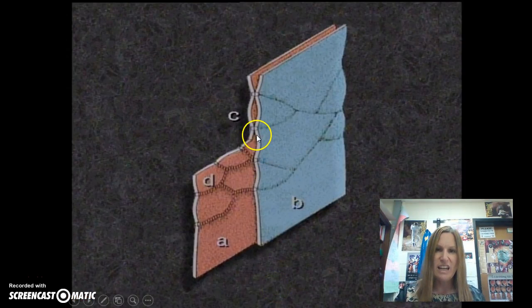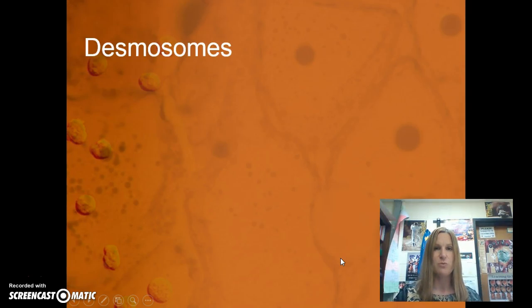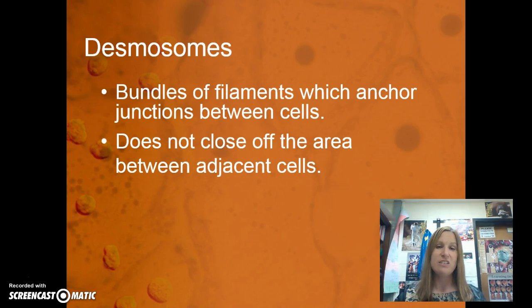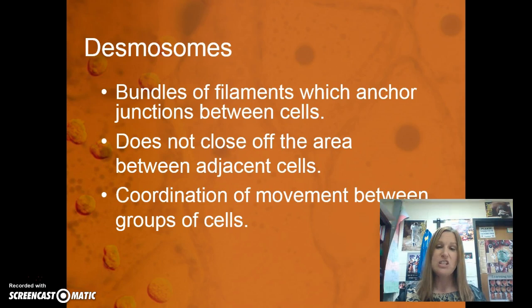And you can see the tight junction right here. Here's the cell membrane of one and cell membrane of another. And boom, that's my tight junction right there. Prevents leakage. Nice word. Desmosomes. These are bundles of filaments which anchor junctions between cells. These do not close off the area between adjacent cells. And the coordination of movement between groups of cells occurs through a desmosome.